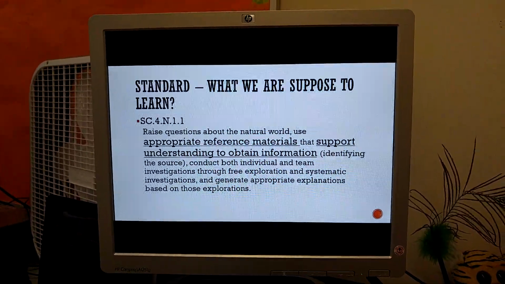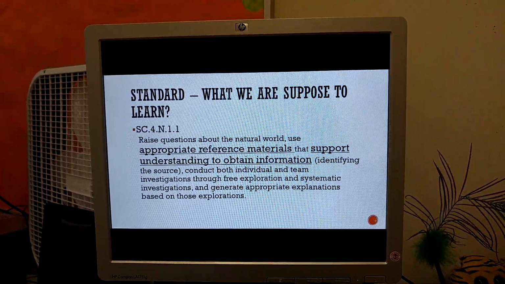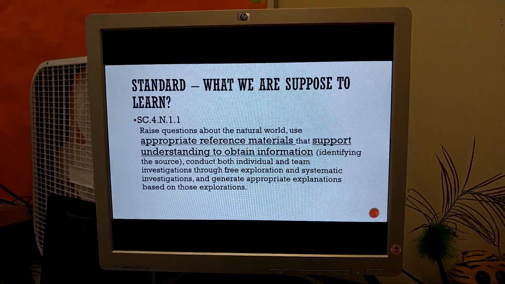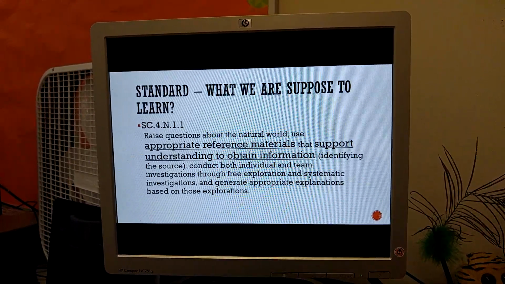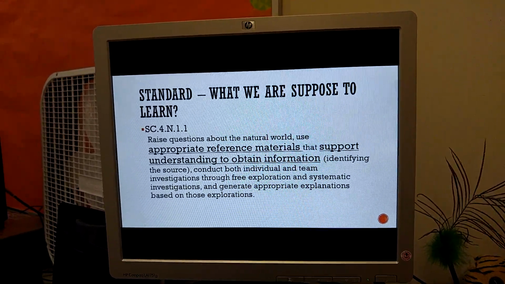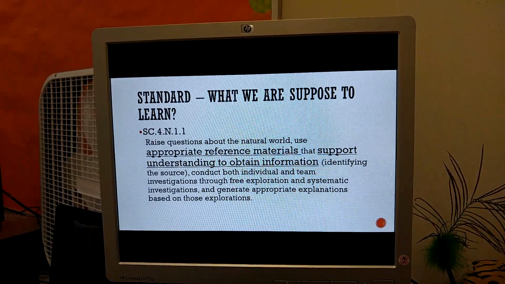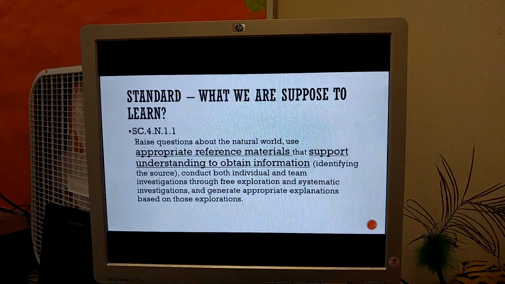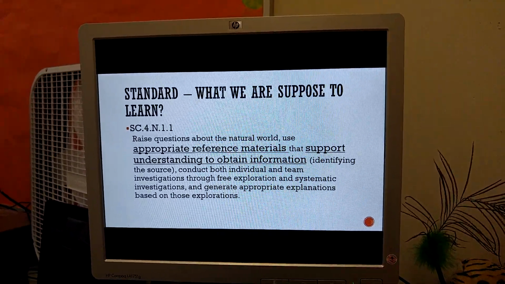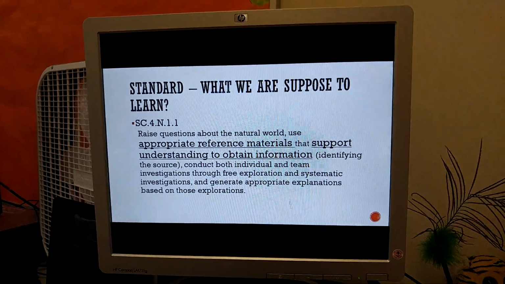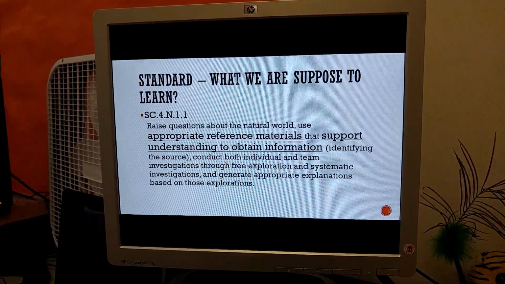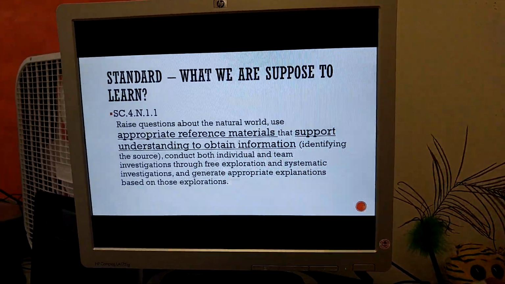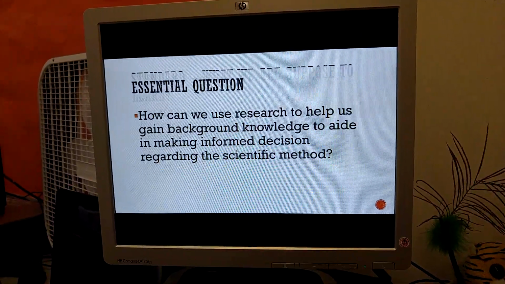And the standard that we are looking at is what are we supposed to learn? So the standard is raise questions about the natural world, use appropriate reference material, and support understanding to obtain information, identifying the source, conduct both individual and team investigations through free exploration and systematic investigations, and generate appropriate explanations based on those explorations. So you can see what is bolded here and underlined in bigger print. That is actually what research focuses on. So the appropriate reference material that support understanding to obtain information.